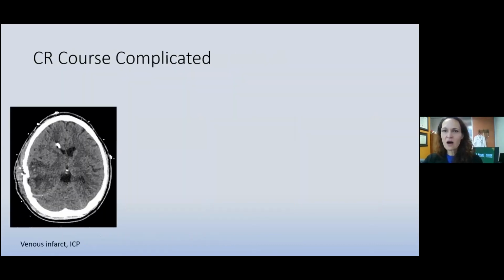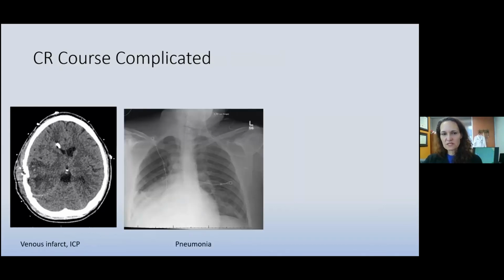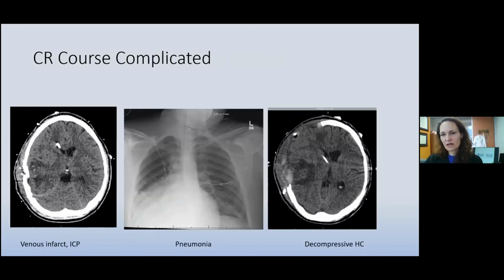But he had a complicated hospital course. He ended up with a venous infarct and a pneumonia and a decompressive hemicraniectomy at some point. He was in the ICU for quite a long time.